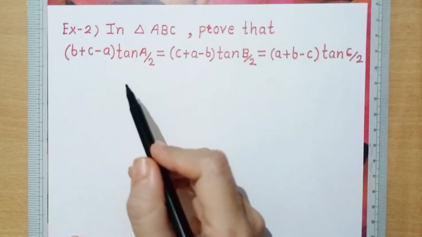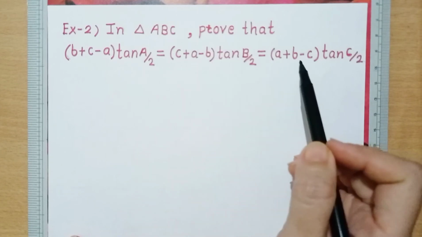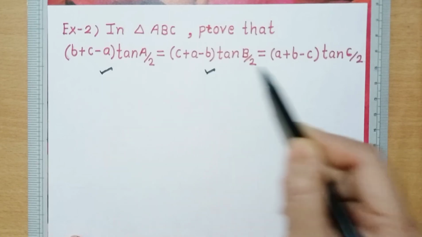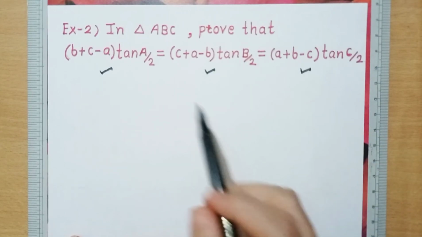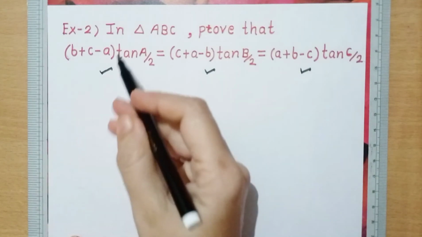Let's solve now the second example, and here we have to prove this equal to this equal to this. So we will find out the separate value of these three, and then we will prove that these three are equal.